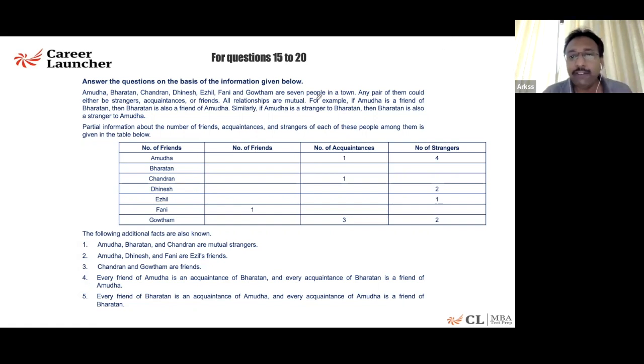A, B, C, D, E, F and G are 7 people in a town. Any pair of them could either be strangers, acquaintances, or friends. All relationships are mutual. For example, if Amuda is a friend of Bharatan, then Bharatan is also a friend of Amuda. This is where a simple matrix like this will come. A, B, A, B. You know that if A is a friend of B, then B is also a friend of A kind of thing.